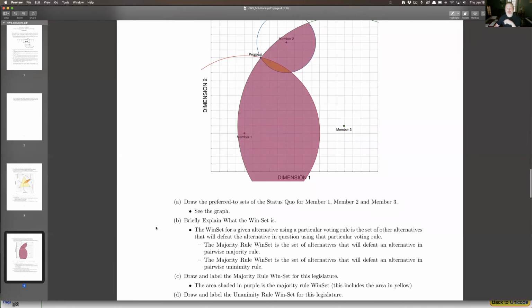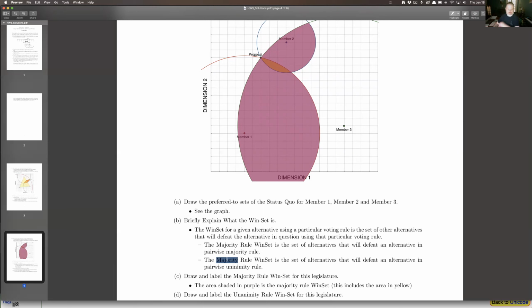And then I ask you to tell me what is the win set. All right, what is the majority rule win set? So the win set for an alternative using a particular voting rule is the set of alternatives that will defeat the alternative using that voting rule. So we have a majority rule win set, and we've talked about a unanimity rule win set. And I see I have another typo in the solutions here. That should say the unanimity rule win set is the set of alternatives that will defeat the alternative in pairwise unanimity rule. So that's obviously a typo.